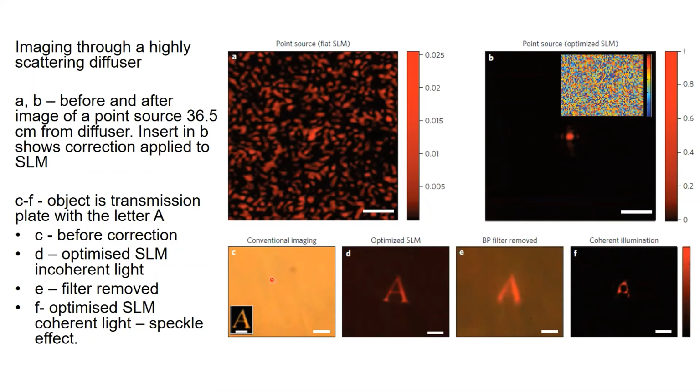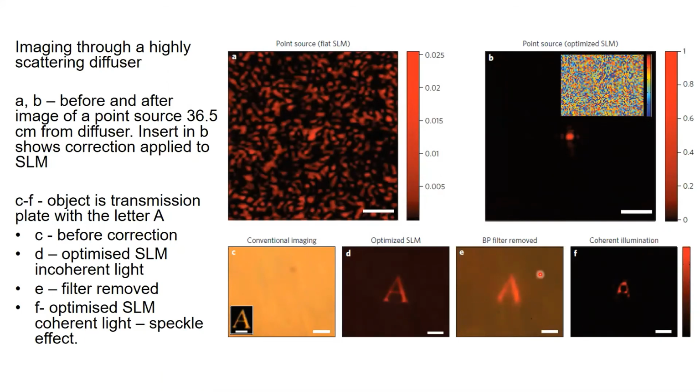This is another application, where there's a transmission plate with the letter A in it. You can see here with just a conventional image going through this diffuser, this highly scattering medium, you're not able to see the A at all. You can't see anything in your image. If you optimize your spatial light modulator, you can see the letter A quite clearly.